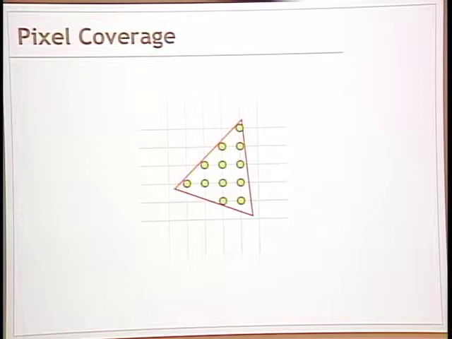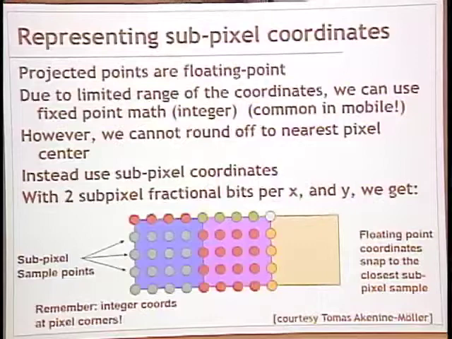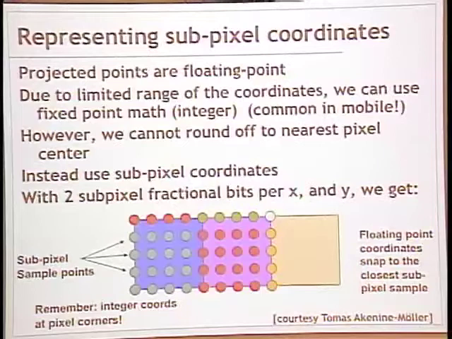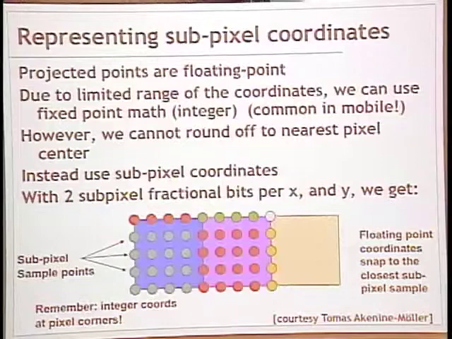One thing we do want to note is that these points are floating point. It turns out we're often going to use fixed point math to represent them. These are projected points in terms of the triangle. So we're going to project the triangle onto the screen, and those are going to be floating point vertices for the triangles. Maybe we can use fixed point math to represent them because that's going to cost us less power, and it's very important in mobile. So what we don't want to do is take every triangle.